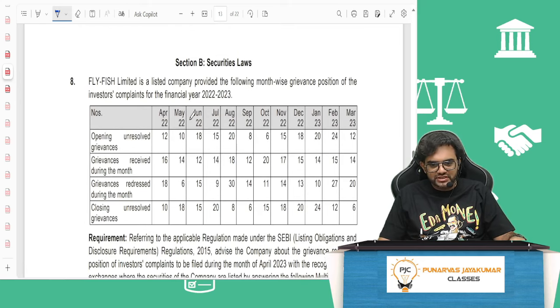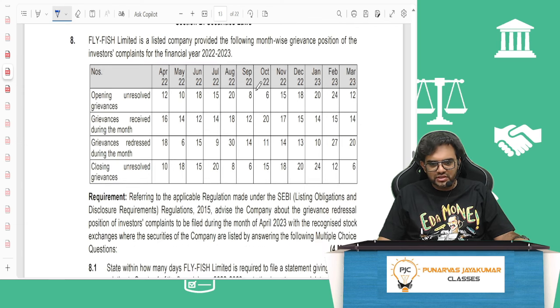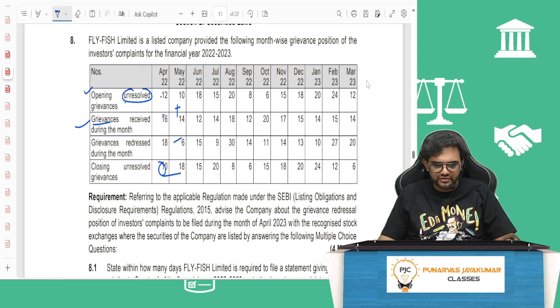Flyfish Limited is a listed company. Provide the following month-wise grievance position of the investor complaints for the financial year. So you have the unresolved grievances received during the month. Any complaints are called grievances. Opening unresolved grievances are this, received during the month is this, redressed during the month is this. So this plus this minus this, that's all. So 12 plus 16 is 28, 28 minus 18 is 10. So this plus this minus this will give us this figure. Like that for all the months they have given.